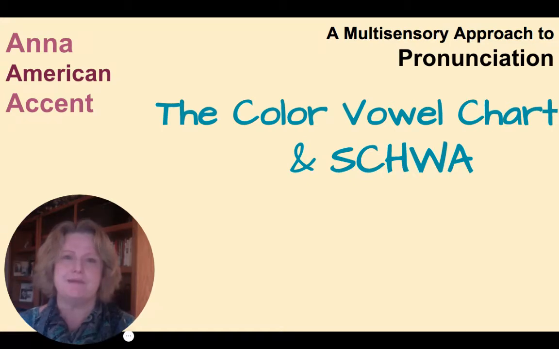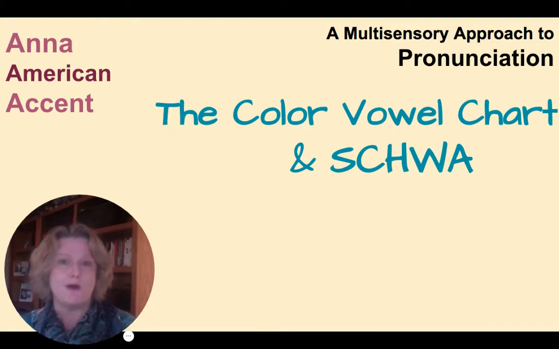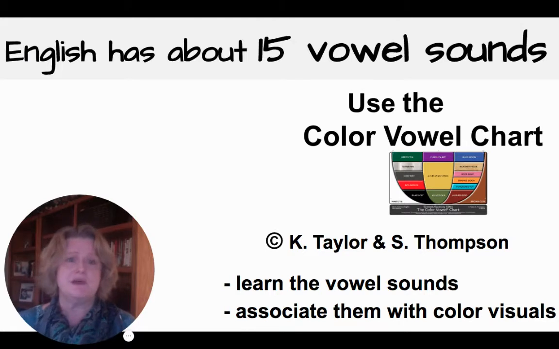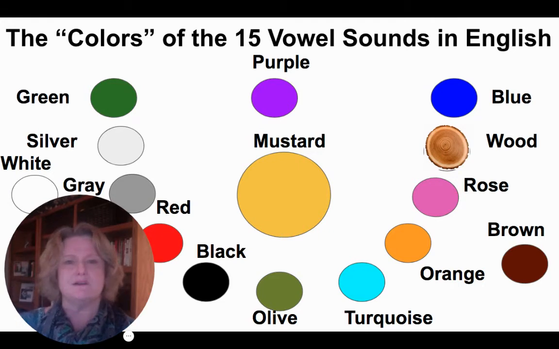Welcome to An American Accent, and we're going to be looking today at how to use schwa, the relaxed vowel, together with the color vowel chart. English has about 15 vowel sounds, and they are described as colors in the color vowel chart, which was created by Karen Taylor and Shirley Thompson. And the logic of the whole thing is that for each color, you have the vowel sound in it.